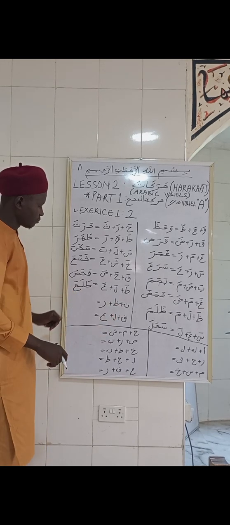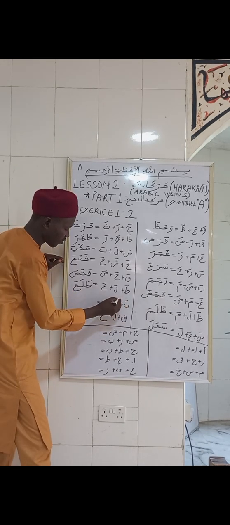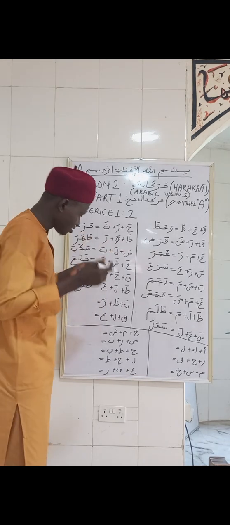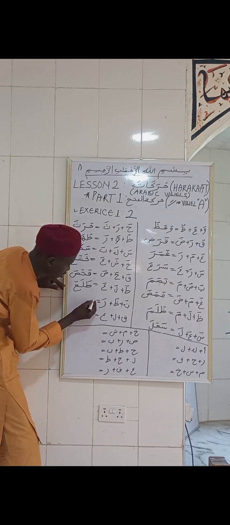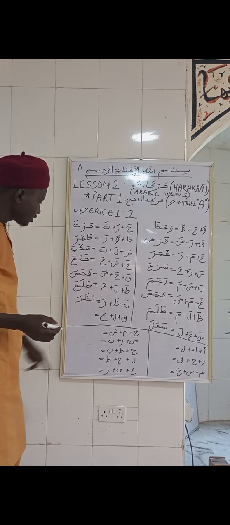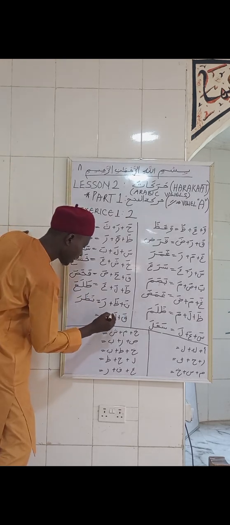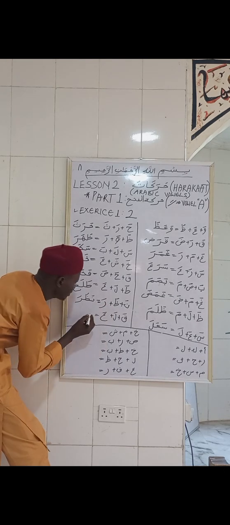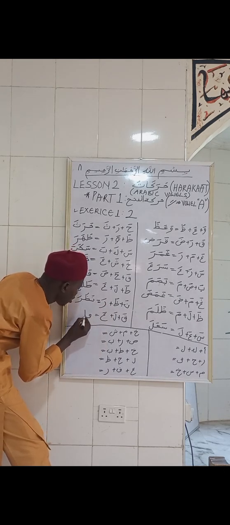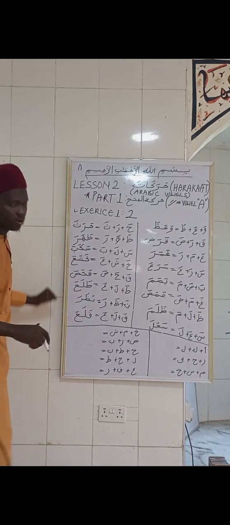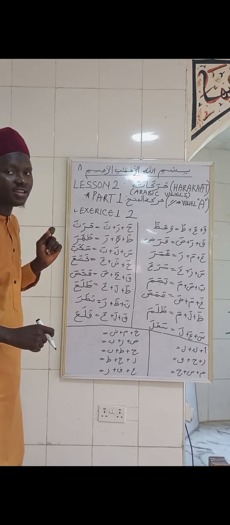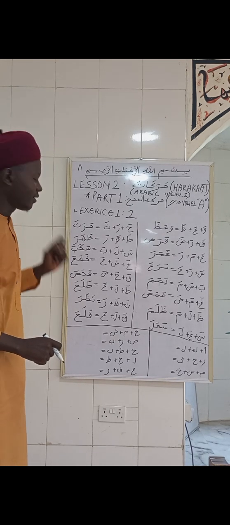Because if you look at the meaning itself, nadhara. Nadhara means to watch. Nadhara. So if you want to join, nun can be joined with va. Na, va, ro. Na, va, ro. Okay? This one is kola. So kaf can be joined with lam. Kola, kola. Say it. Kola. Okay?